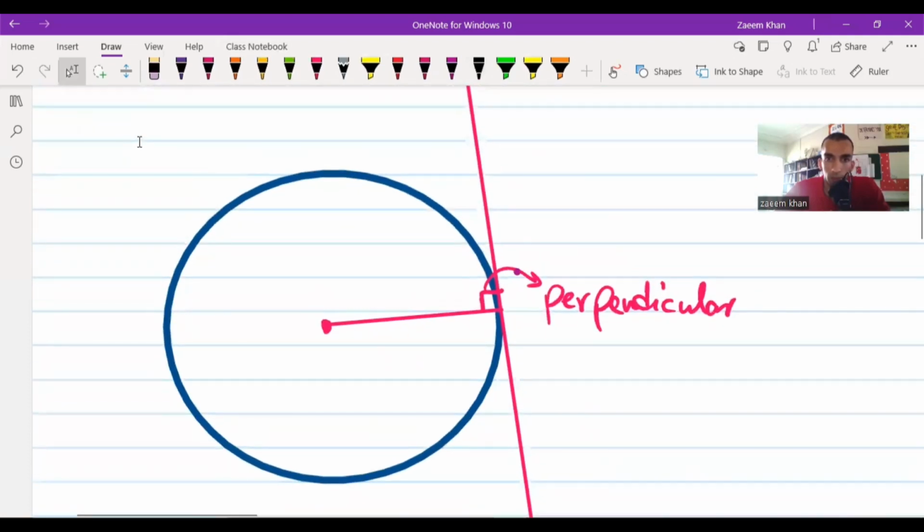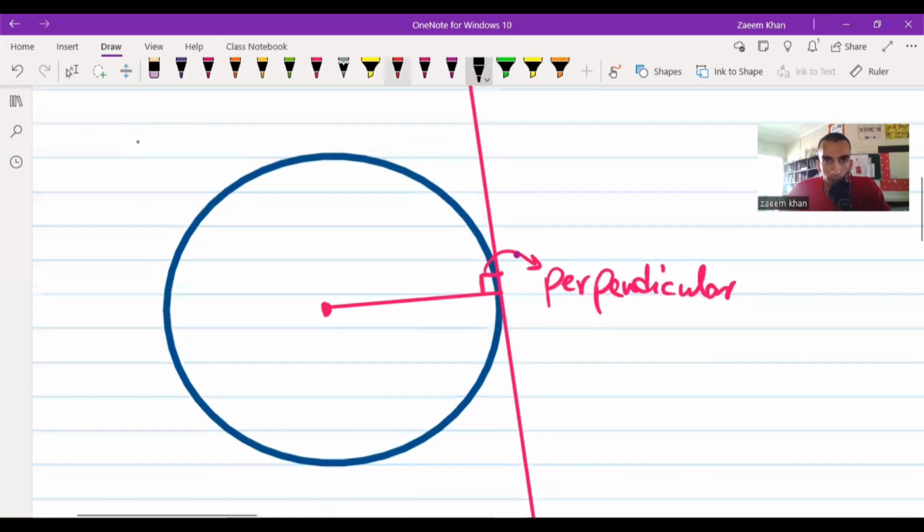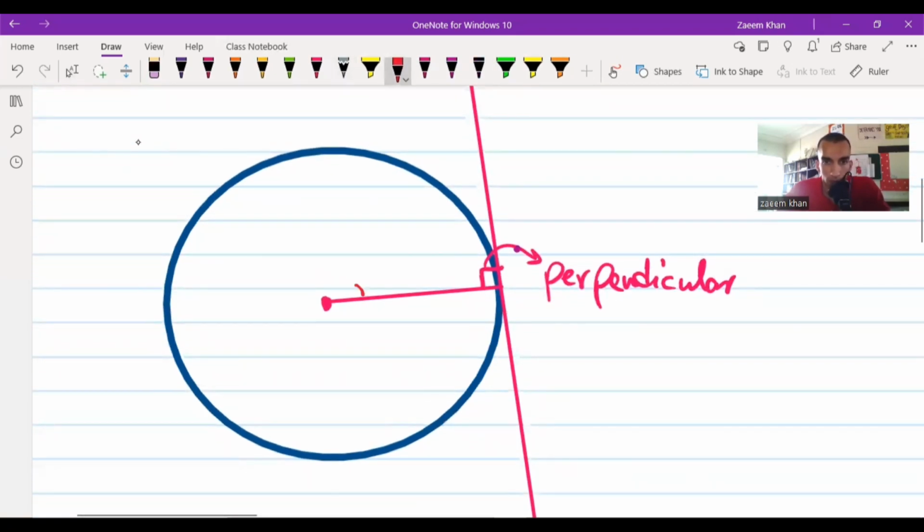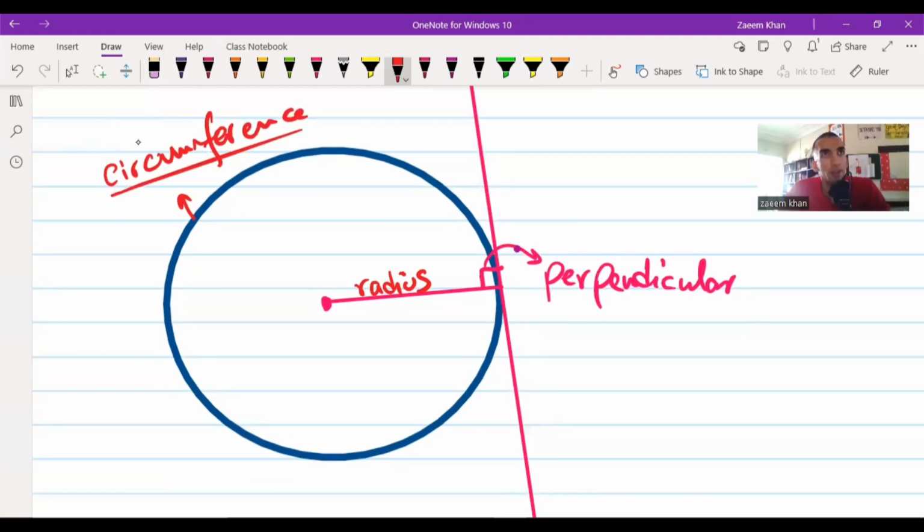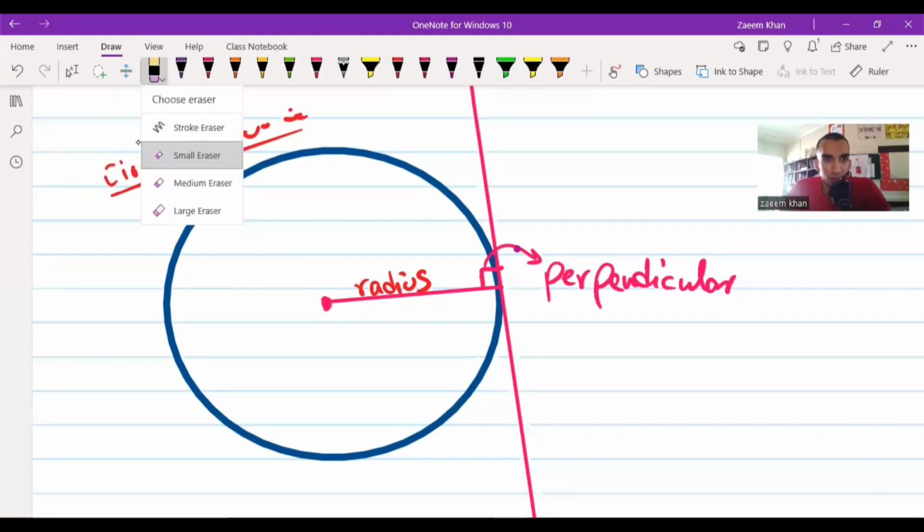What's this property called? This is the radius. The radius of a circle is the line from the center to the end of the circle, and the term for that is radius. No, the tangent is the line. What is the blue line called? Circumference.